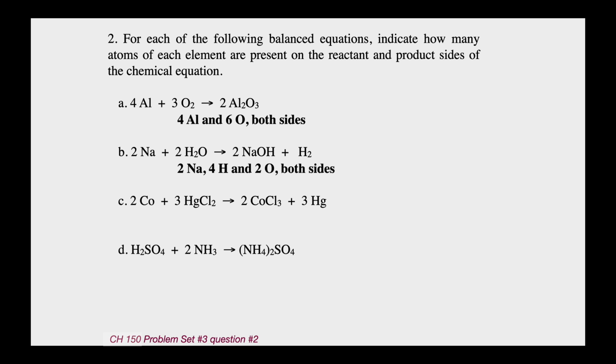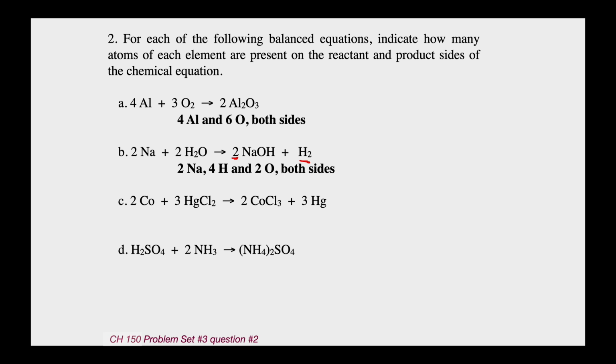The second one, if you count up, there are 2 sodiums on both sides, 4 hydrogens on both sides, and 2 oxygens. Now the hydrogens on the product side, which is the right side of the arrow, are a little confusing at first maybe. The big 2, the coefficient, means 2 Na's, 2 O's, and 2 H's. So 2 H's from NaOH plus another H2 right there, you've got 4 hydrogens on that side as well.